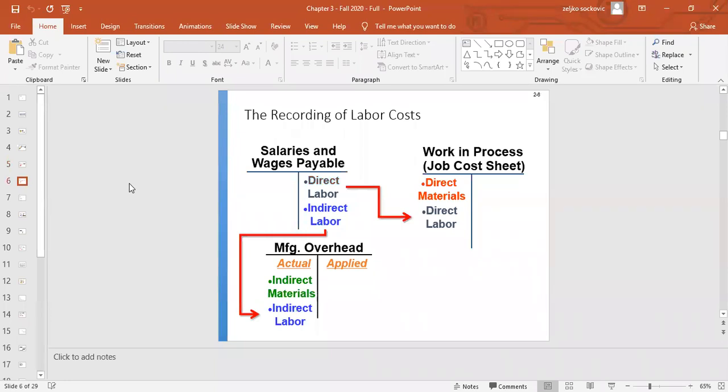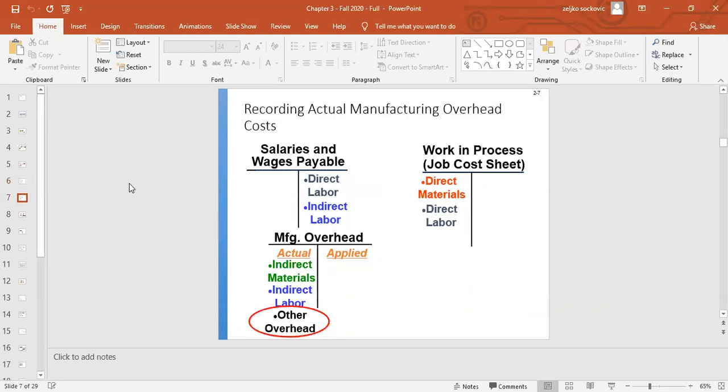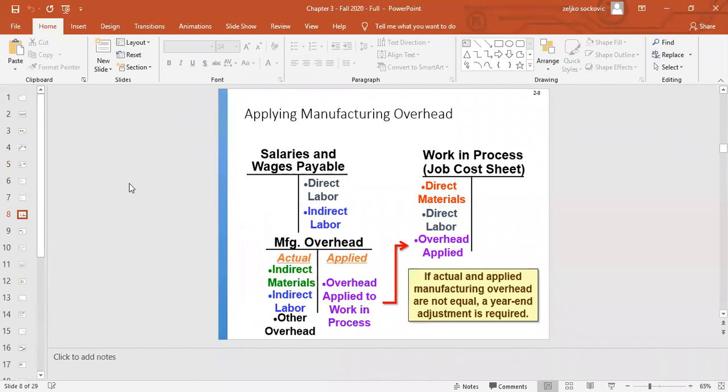Same thing with the labor. Direct labor goes straight to work in process. Indirect labor, we're just keeping track of actual costs that we are spending in this period. And then we have other overhead, which will be there again on the actual side as just a number. Let's say we spend $500,000 in other overhead in this period, but this is all separate from what we applied. We know this from chapter 2, that applied overhead is going to work in process.